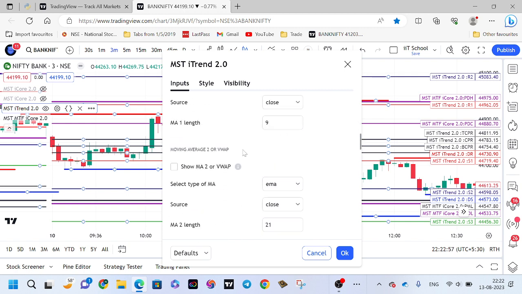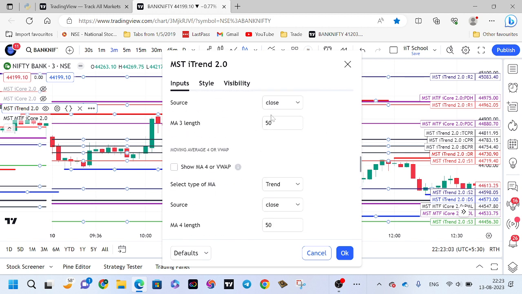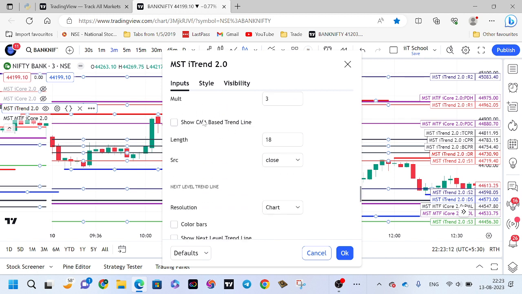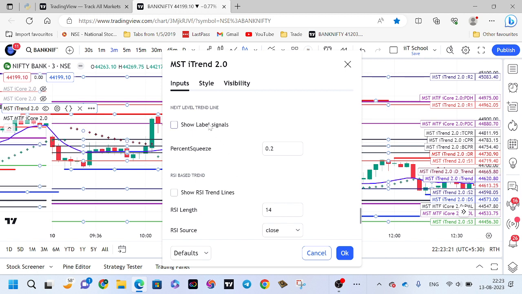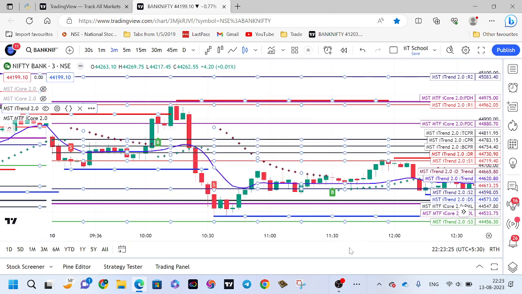Moving average we have given 1, 2, 3, 4 level, and moving average crossover you have given. So you can give any value here in the top 3 moving averages, then you can see whenever the crossover is occurring. Then super trend, customized super trend, and customized moving average based trend line, you can see next level trend line, and buy sell label, and RSI based trend line. So all those things we have given in single indicator.